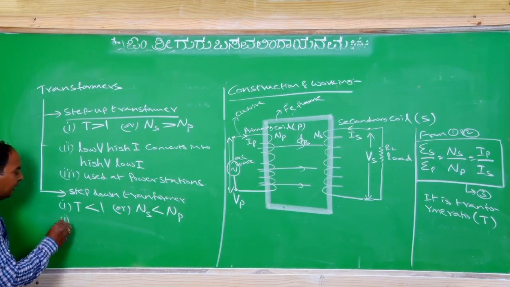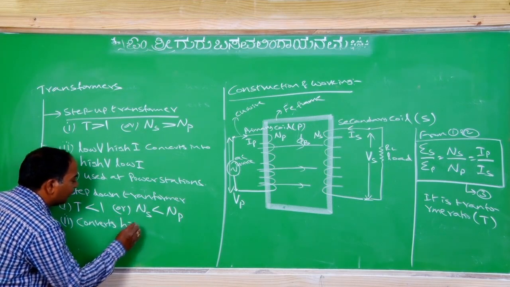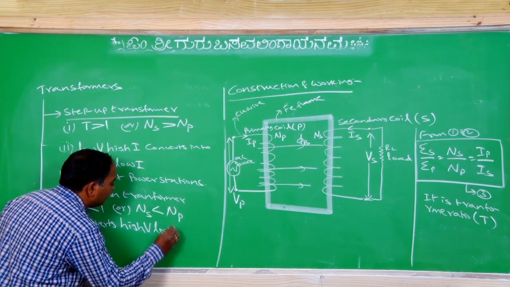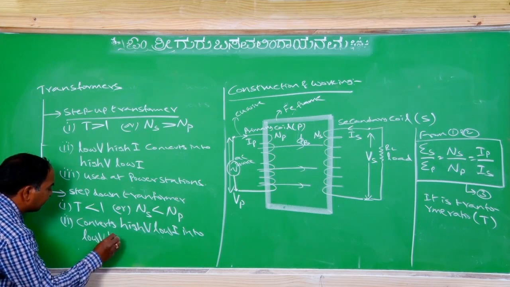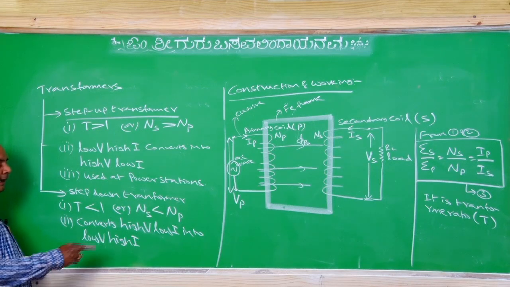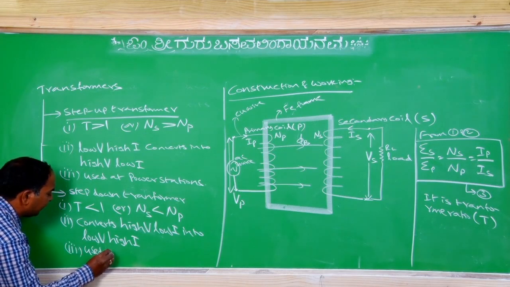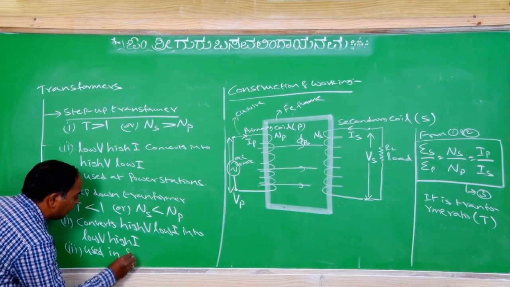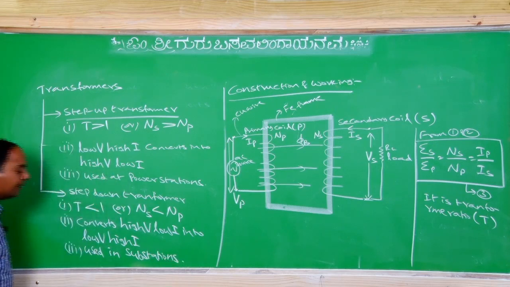What is its function? It converts high voltage, low current into low voltage, high current. Where is it generally used? In substations. We know that in each and every village or town there are substations.